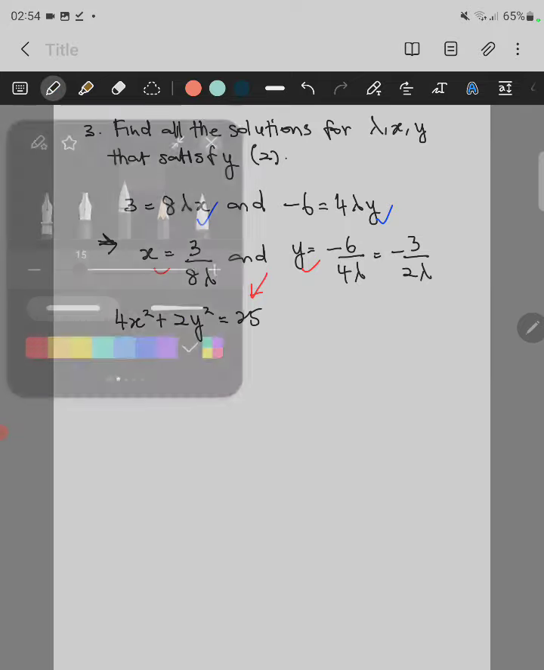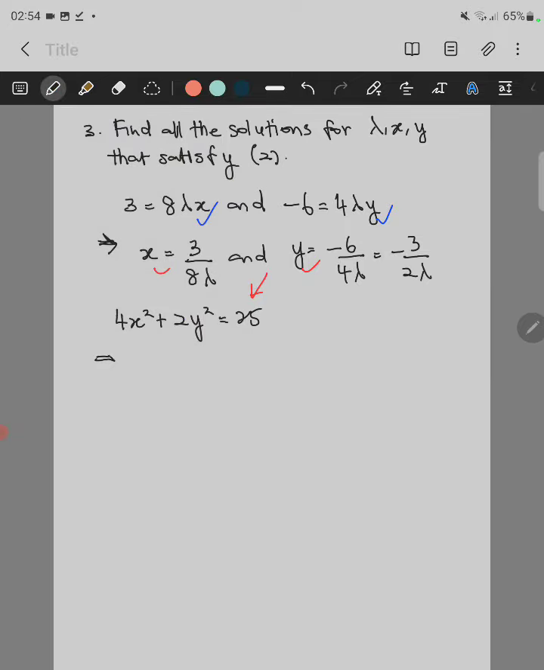So we can just substitute: we now have 4 times 3 over 8 lambda squared plus 2 times minus 3 over 2 lambda squared is equal to 25.